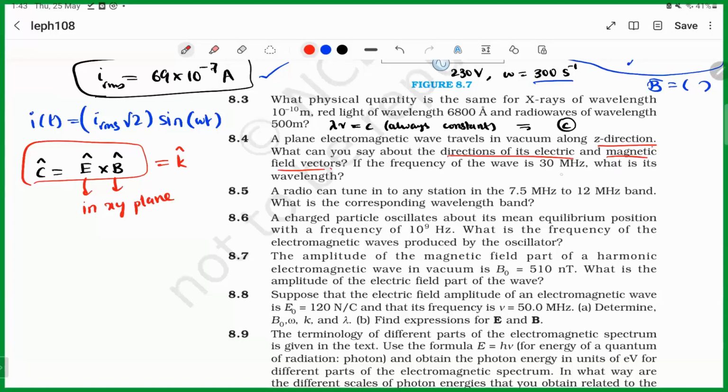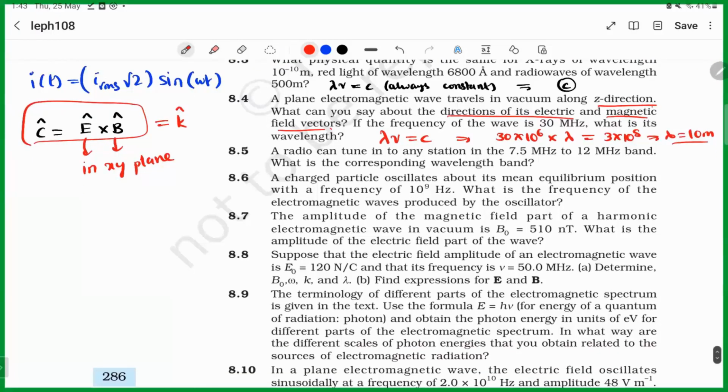If the frequency is 30 megahertz, what is the wavelength? This is simple enough to calculate. Again, the formula required is lambda into nu equals c. Frequency is 30 into 10 to the power 6 into lambda, which we don't know, is 3 into 10 to the power 8. So lambda is 10 meters.